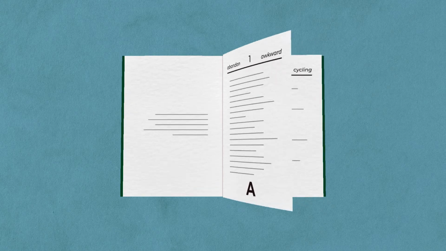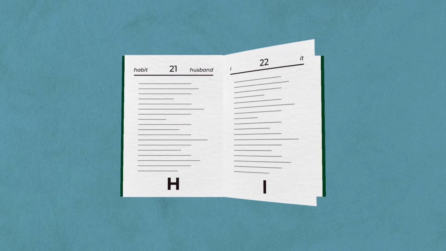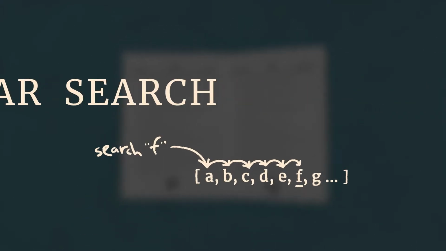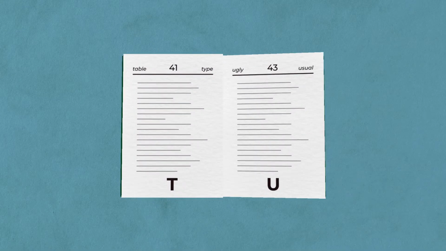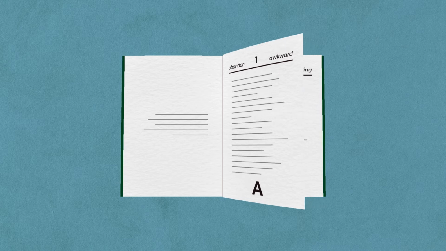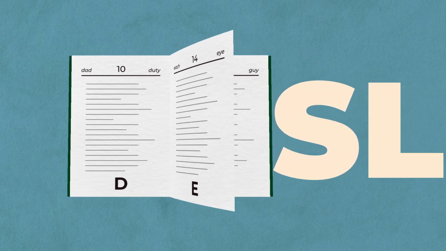You open the dictionary and start flipping through each page, looking at every entry. This process is called a linear search in computer science. Linear search is straightforward, but what if the word you're looking for is near the end of the dictionary? In that case, you'll have to flip through almost every page to find it. This may seem pretty slow, right?